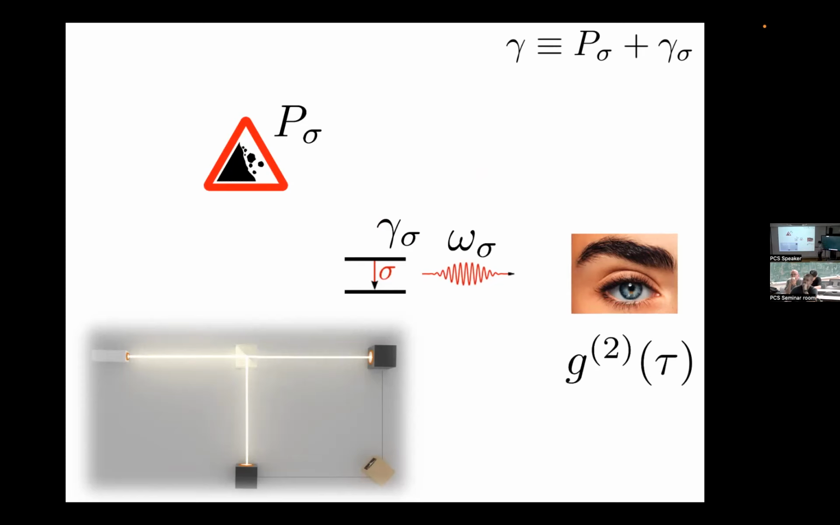So the typical observable we are considering is the G2. You pass your light into a beam splitter, and then you make some coincidence counts, and you get this G2 of tau, the probability density that photons will be detected with a given time delay. And so far, even though I put this pretty picture of the eye, I didn't put the observer.